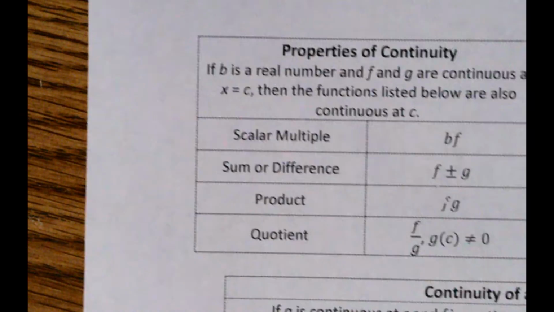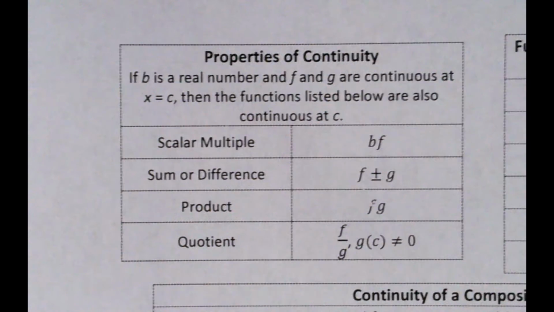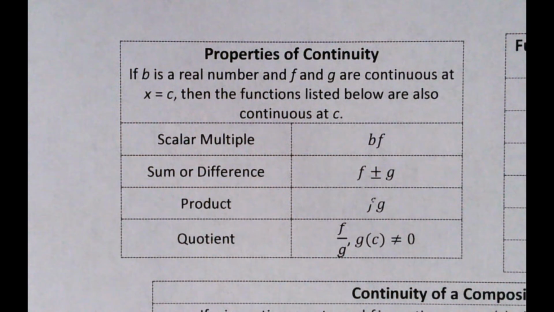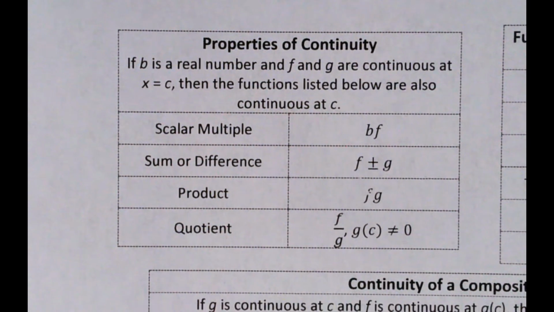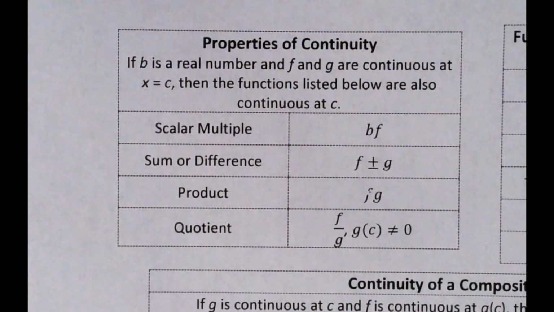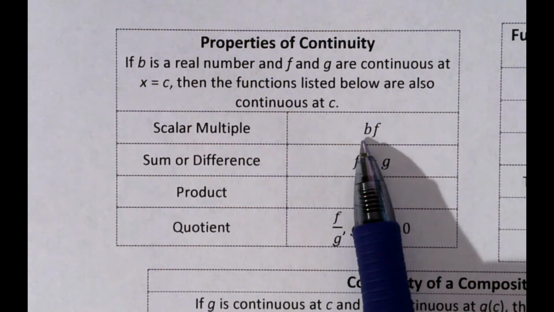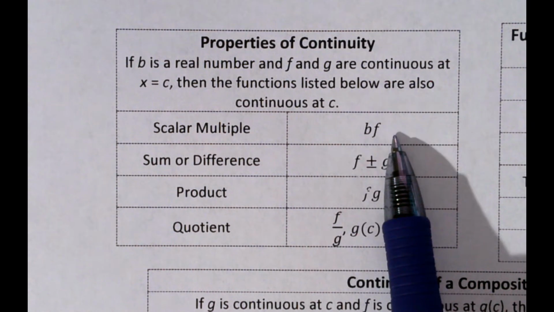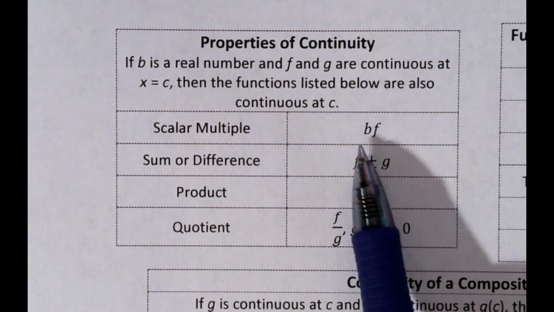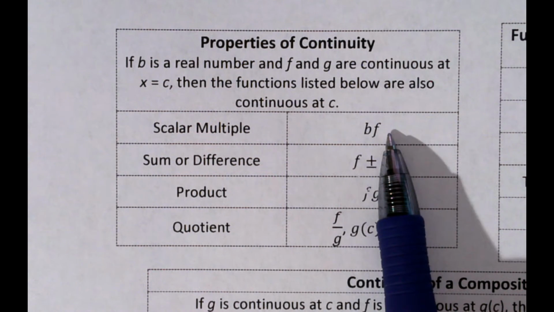All right, if b is a real number and f and g are continuous at x equals c, then the functions listed below are also continuous. If f is continuous at x equals c, and you multiply that function by a number, then it's continuous.